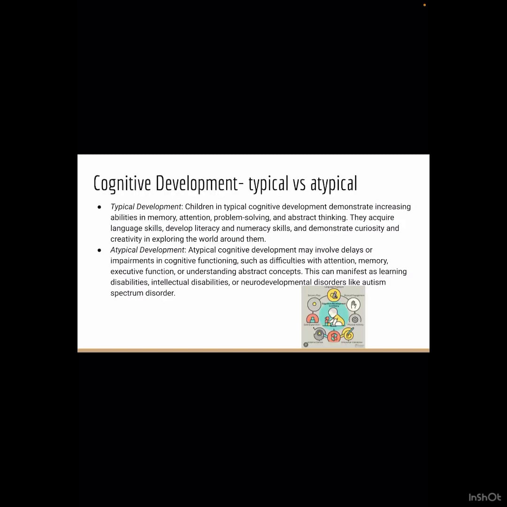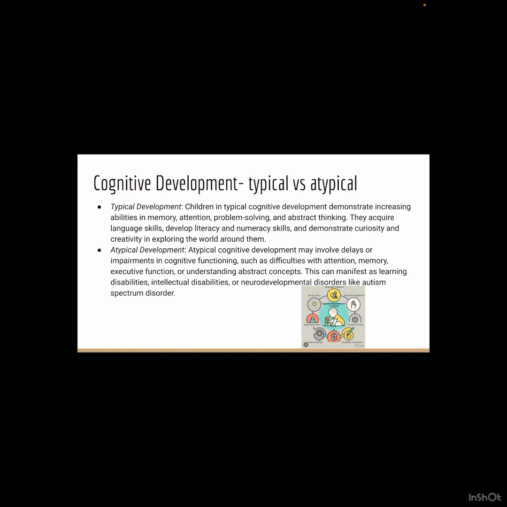So let's look at cognitive development. Cognitive development has to do with thinking, right? Your brain, how do you cognitively function, right? So in children of typical development, they are remembering things. They have increasing abilities in memory, attention, problem solving skills, abstract thinking skills, right? And they acquire language skills. They develop literacy skills, numeracy skills, and they demonstrate curiosity.